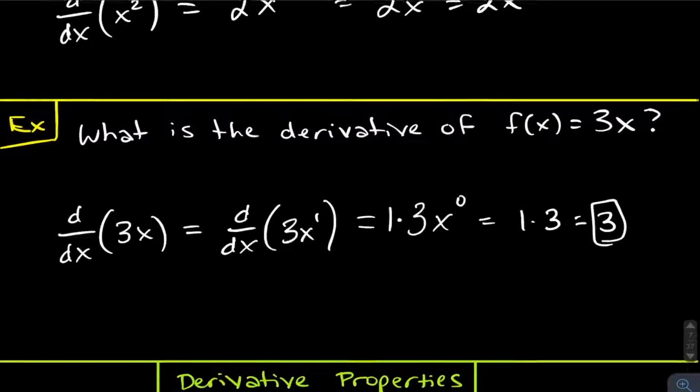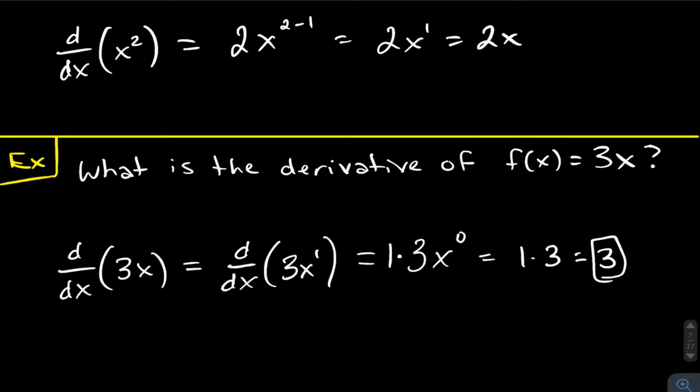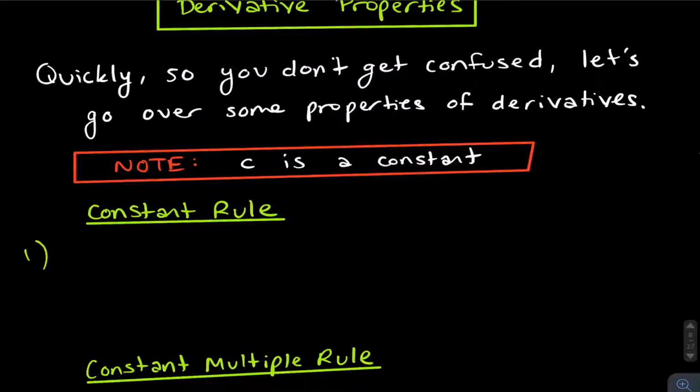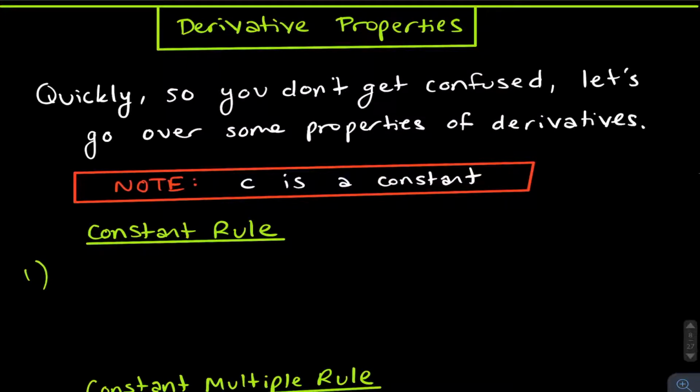Okay, so you've seen there that I was able to kind of leave this 3 alone, and that's actually a property that we're going to be able to talk about here. So quickly, so you don't get confused, let's go over some properties of derivatives, and here I'm going to use c as a constant. Okay, so let's go over our first rule here, kind of our first property, and it's the constant rule.